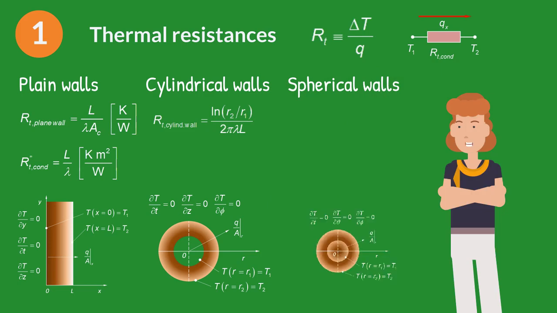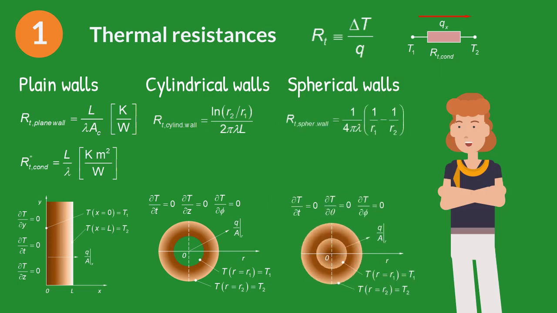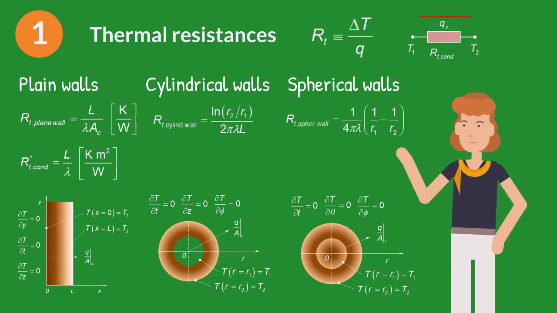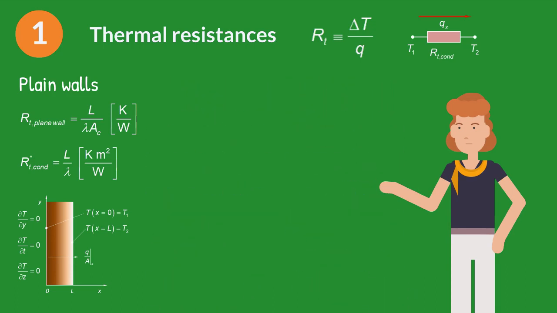For a spherical wall, in steady state, without internal heat generation, uniform and constant thermal conductivity and with one-dimensional heat flux in the radial direction, the thermal resistance is function of the thermal conductivity and the internal and the external radius. Let's do the same with the boundary conditions, that is with convection and radiation in the outer surface.